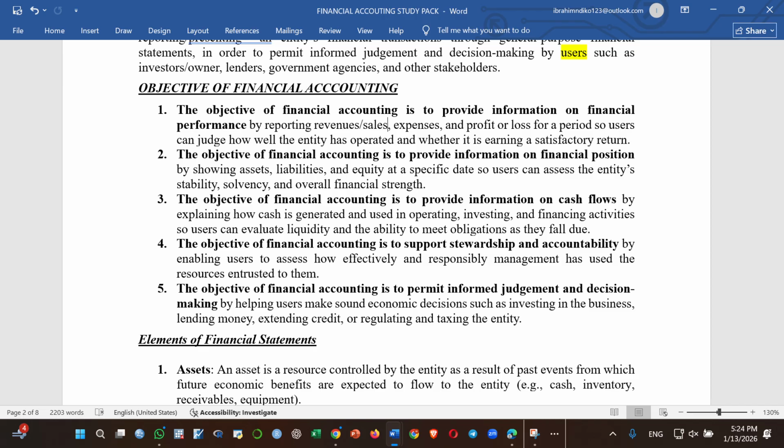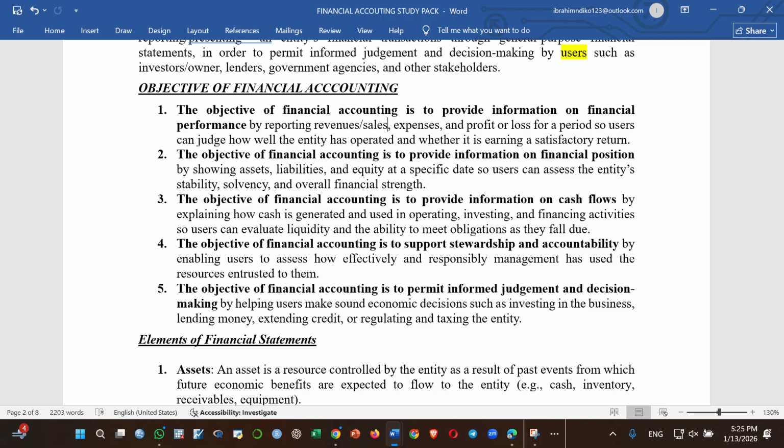We can also check on our profit. So if we made profit, it can be an indicator of a good financial performance. If we made losses, it can be an indicator of a poor financial performance. Number two, it provides information about financial position.